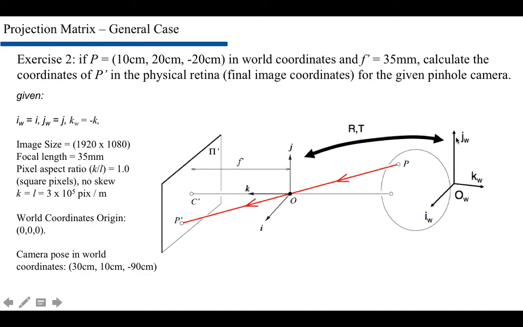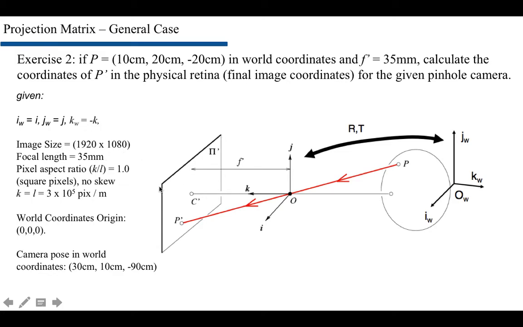JW for the y-axis is exactly the same direction as J for the camera coordinate system, and finally KW, for the Z axis, is pointing in the opposite direction. So the world coordinate frame goes in this direction and the camera goes in this direction. Okay, so KW is equal to minus K. And we will do that.